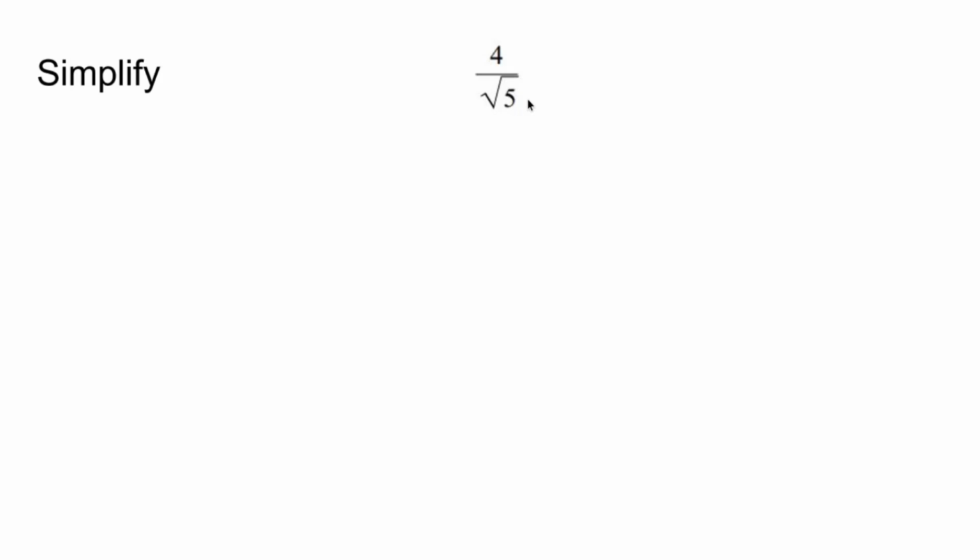Well, normally you would square it, but I can't just square the top and the bottom. That's against the rules. What I can do, though, is if all I have in the denominator is the square root of a number, I can multiply the top and the bottom by that same exact thing. Now, what that does to the top is 4 times the square root of 5 is still 4 times the square root of 5. I don't care what the numerator looks like.